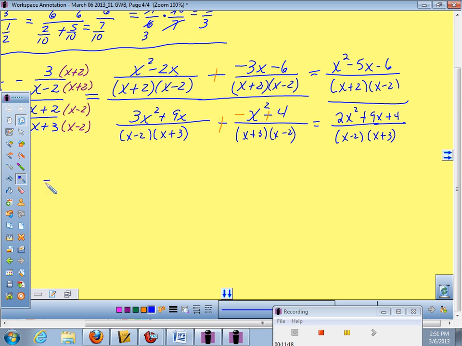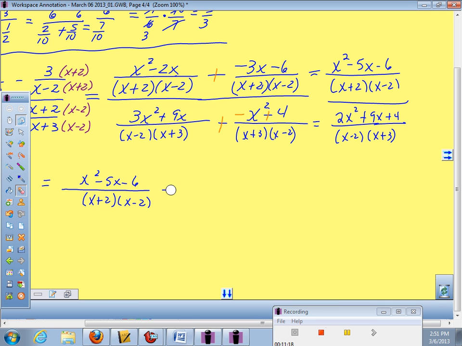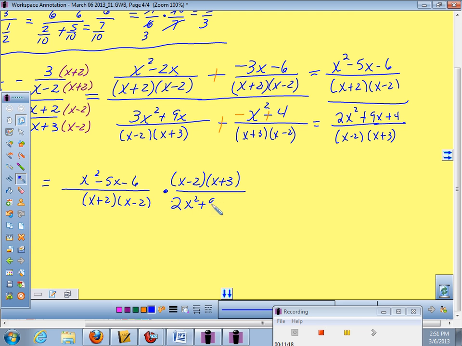So, okay, x squared minus 5x minus 6, and I have x plus 2 and x minus 2. And then if I flip the bottom one over, I now have the x minus 2 and the x plus 3 up top. And I've got the 2x squared plus 9x plus 4 on the bottom. What do I do? What could I cancel? Okay, you can cancel the x minus 2's.